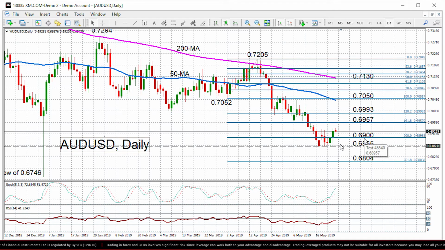We've got the 0.69 handle, that's the 200% Fibonacci extension. Lower down, we've got the 0.6865 level. That's been capping prices for the past week and a half. But if you do see prices slipping below that key support, the main support below that is the 0.68 handle. That's near the 261.8% Fibonacci extension. And then below that, prices could head towards that 10-year low of 0.6746, which we saw at the start of the year.